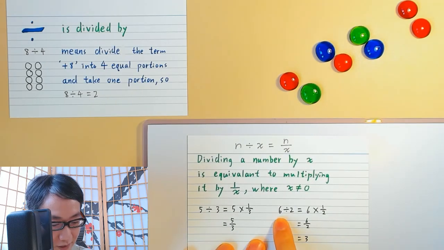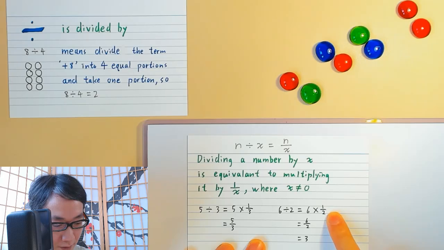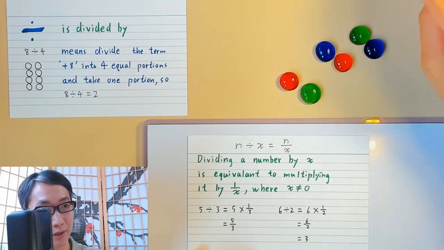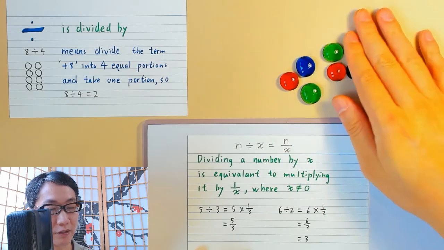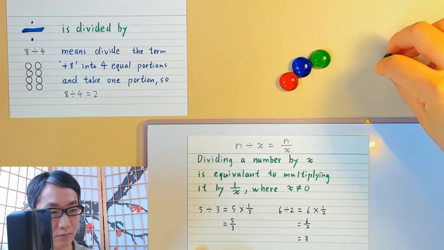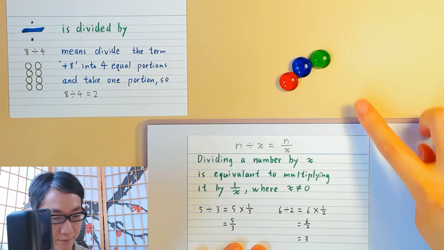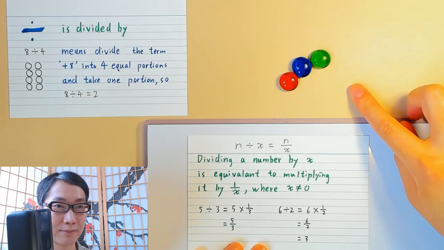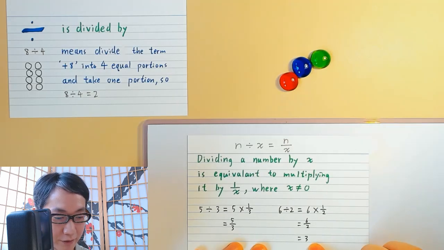In another situation, 6 divided by 2 is equal to 6 multiplied by 1 over 2. So we have 6 over 2. Then this is a 3. This is like halving the 6. So we have 6 marbles here, and then I want half of it. Halving it is equal to dividing by 2. So then I have positive 3.